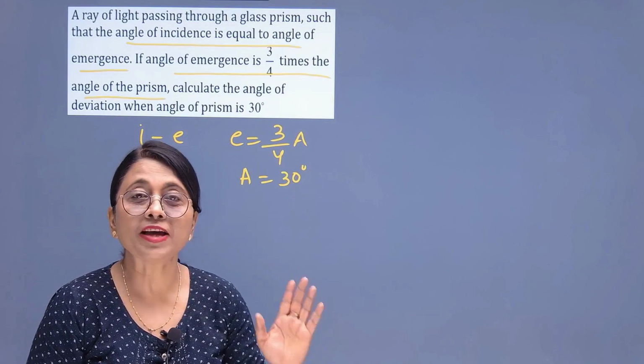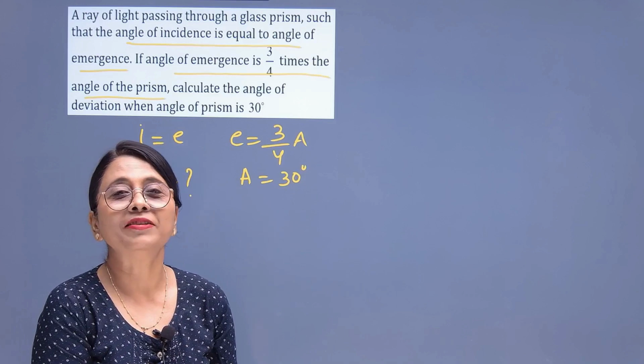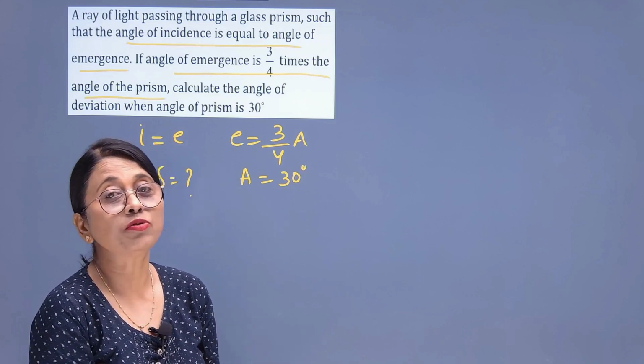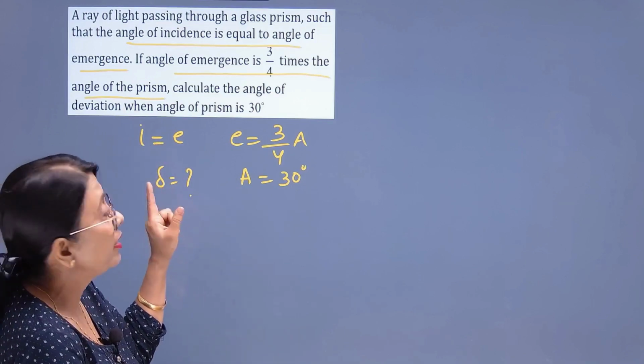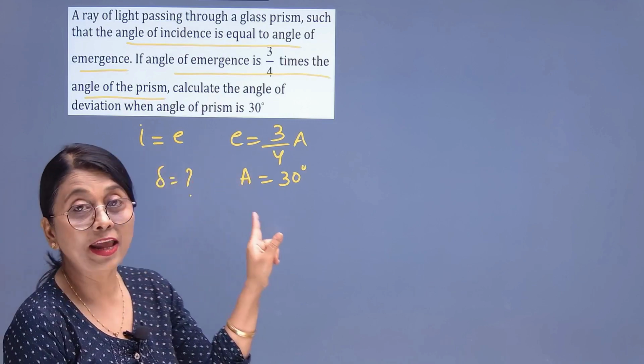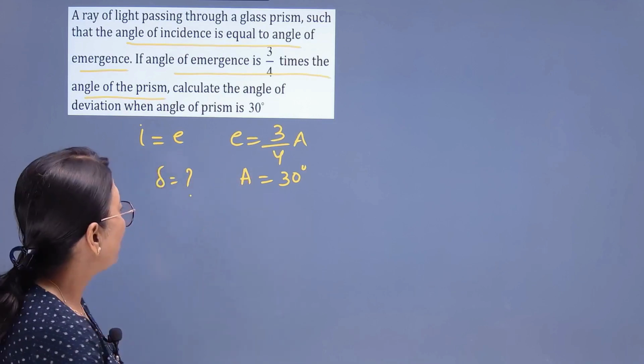अब बच्चों देखो, आप जैसे ही गिवन लिखोगे आपको खुद समझ में आ जाएगा कि क्या यूज करना है, कौन सा फॉर्मूला यूज करना है. You see, this is the relation between del, I, E and A, which I have told you. So we'll use that formula.